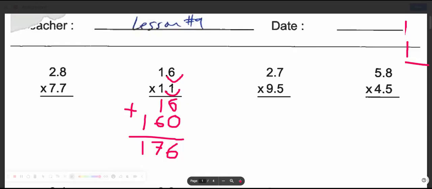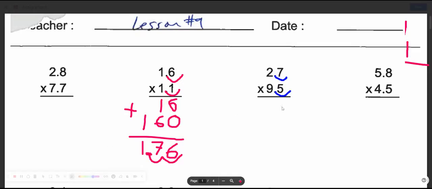How many times do we jump them back? Well, let's count how many times we jumped them in the first place. Once, twice. So, once, twice. And there you have it. Our product is 1 76/100. Let's do another quick one here. So, 2 7/10 times 9 5/10. Nope, don't like that. Let's make it 27 times 95.